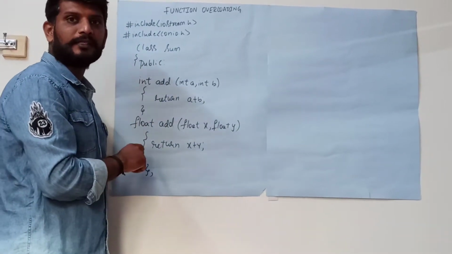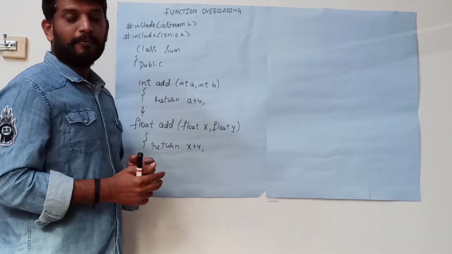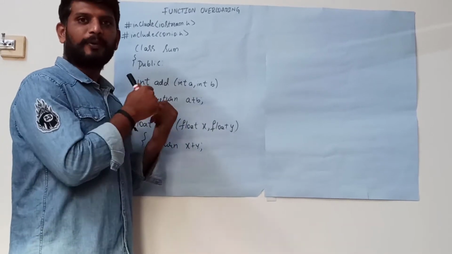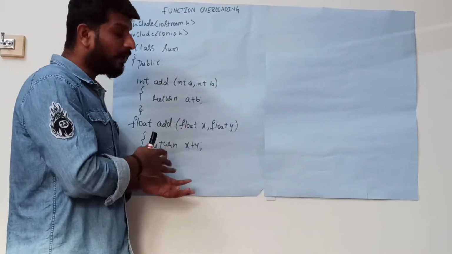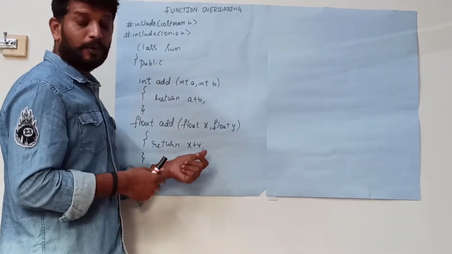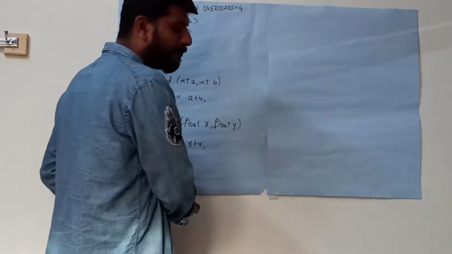Function overloading is nothing but two or more functions having the same name but a different number of arguments or different types of arguments. In our previous video I told how to write a program with a different number of arguments. Here I am writing a program with different kinds of arguments. Now the class part is over.